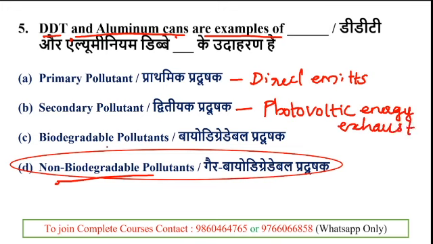Clear? And the biodegradable pollutants are those that can be degraded in soil. Clear? So here vegetable waste and other daily routine waste are examples of biodegradable pollutants. Clear? Non-biodegradable means it cannot be degraded in soil, so it can cause health problems. DDT and aluminum cans are examples of non-biodegradable pollutants.